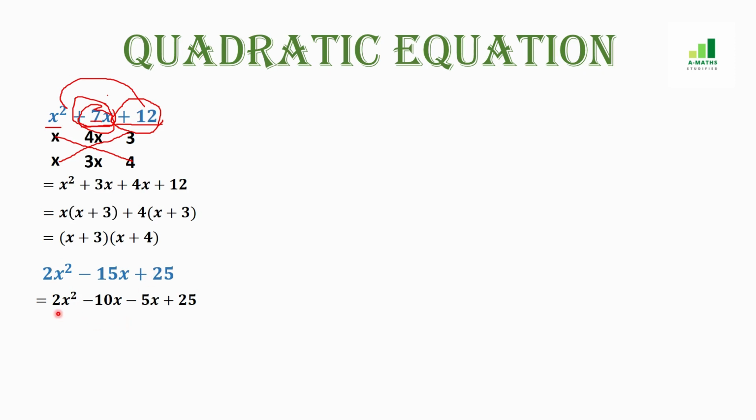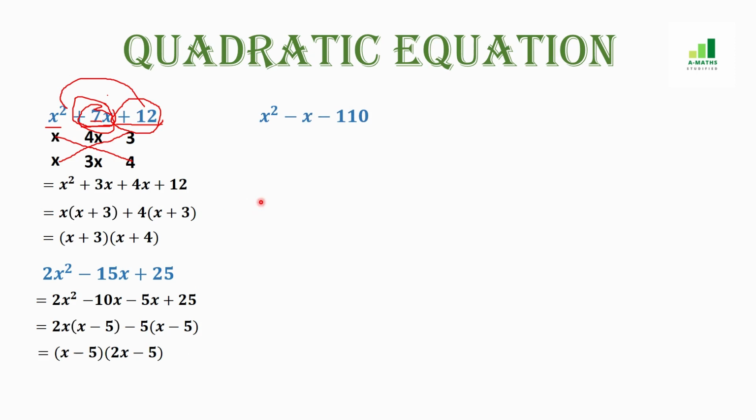Now I will divide this expression into two groups. First is this one and second is this one. Now I will take 2x common from this group, then x minus 5 will be the remainder, and then I will take minus 5 common from this group. x minus 5 will be the remainder. Now I will take x minus 5 common from this expression. 2x minus 5 will be the remainder. This is the factor for this equation.